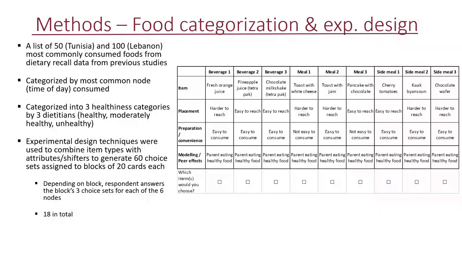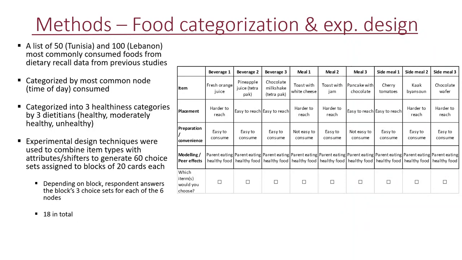Of course, the three types of beverages or meals or side meals, you could see, were chosen as concrete examples from a list of 50 food items in Tunisia and 100 in Lebanon that are most commonly consumed foods from dietary recall data and from previous studies. So this involved a lot of research in order to identify these typical food items and beverages that Tunisian and Lebanese school children would eat.